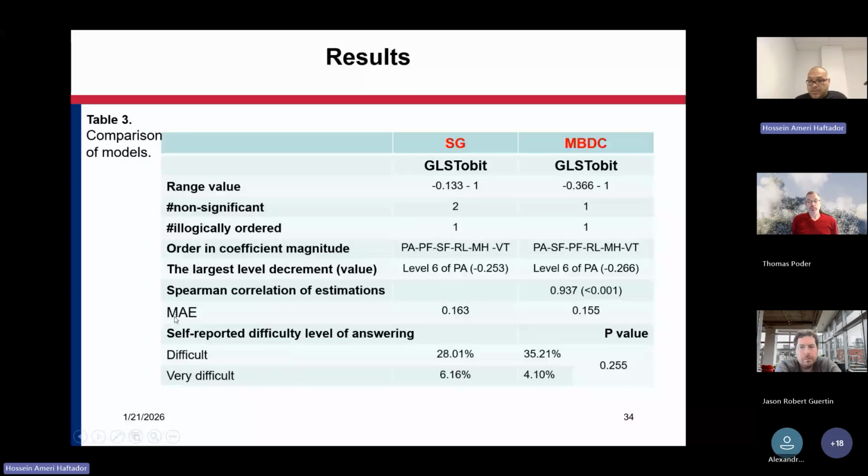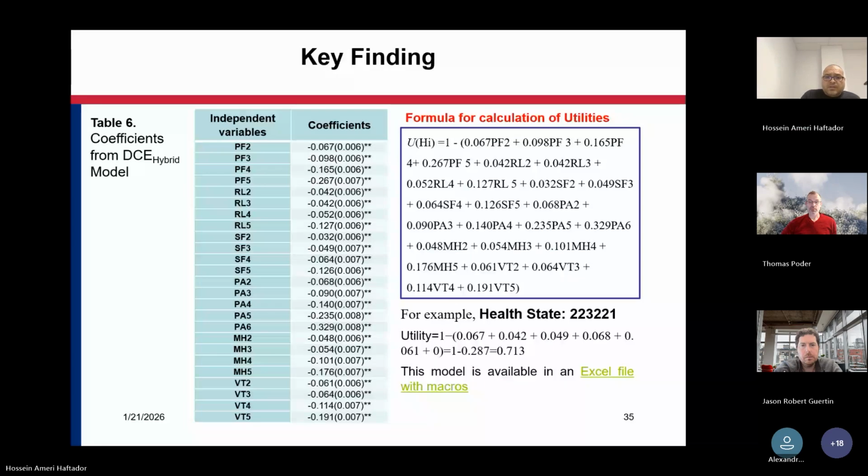MAE is lower for both methods, and the self-reported difficulty level of answering shows there is no significant difference between the two methods in terms of difficulty and very difficulty. Finally, we recommend this model generated from DCE hybrid.